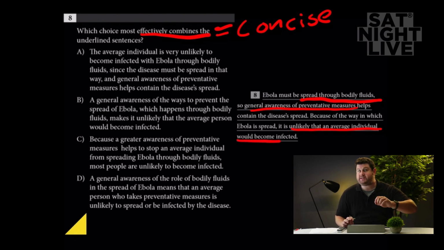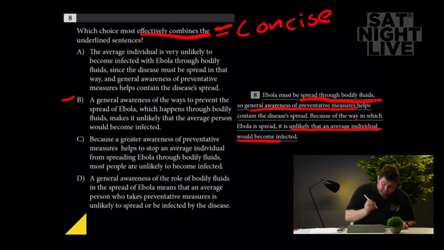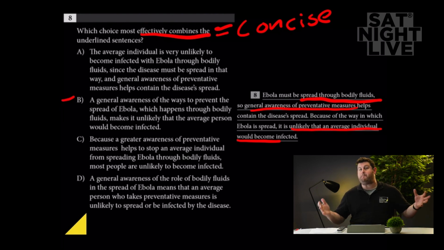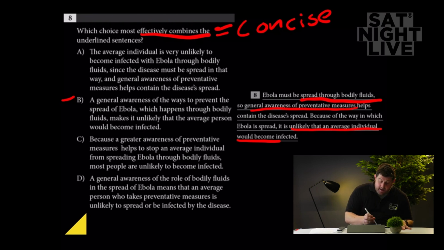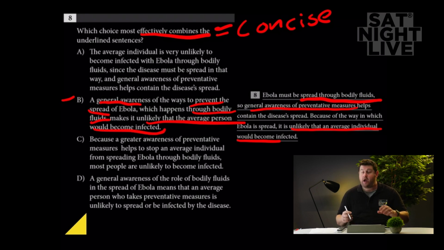So I look for the shortest answer, and that one would be B, and see if it combines the sentences and gets the message right. A general awareness of the ways to prevent the spread of Ebola, which happens through bodily fluids, makes it unlikely that the average person would become infected. I see that awareness of these preventative measures, the spread of bodily fluids, and that it's unlikely the person is infected are all still there. But now the sentences have been combined, and they've been done so rather concisely.